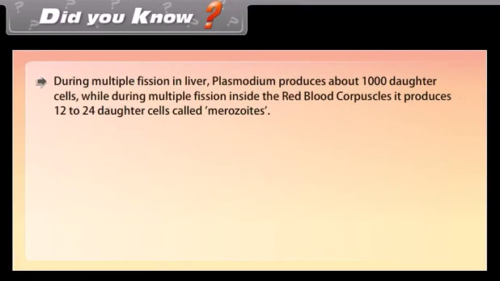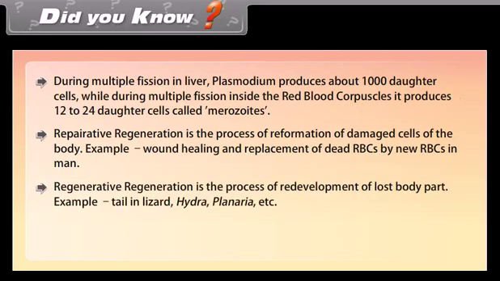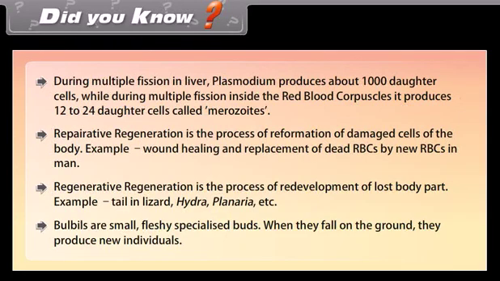Did you know, during multiple fission in the liver, Plasmodium produces about 1,000 daughter cells, while during multiple fission inside the red blood corpuscles, it produces 12 to 24 daughter cells called merozoites. Reparative regeneration is the process of reformation of damaged cells of the body. Example, wound healing and replacement of dead RBCs by new RBCs in man. Regenerative regeneration is the process of redevelopment of a lost body part. Example, tail in lizard, hydra, planaria, etc. Bulbils are small, fleshy, specialized buds. When they fall on the ground, they produce new individuals.